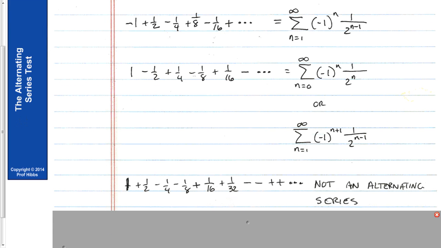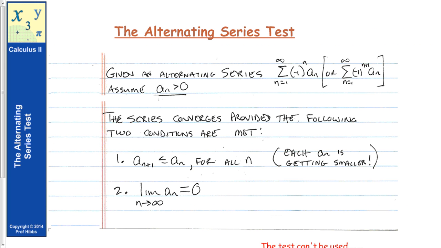Well, there's a test that's pretty easy to apply when we have an alternating series to determine whether the series converges. It doesn't tell us whether the series diverges, but it can tell us if the series converges. And here is that alternating series test. I'll read it to you here, of course. Given an alternating series, so it's going to be one of these two forms, the series converges provided the following two conditions.